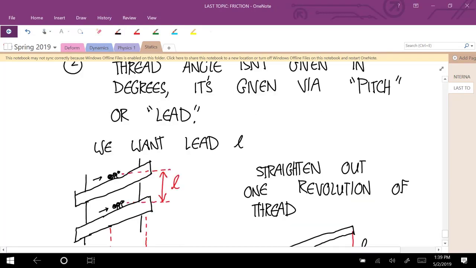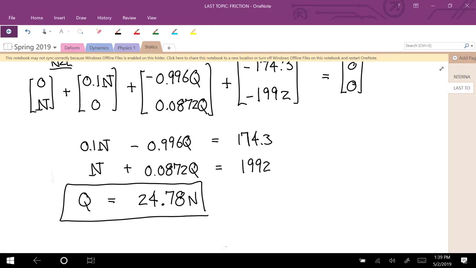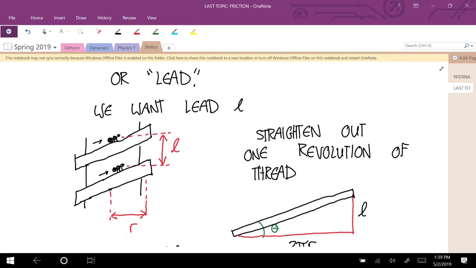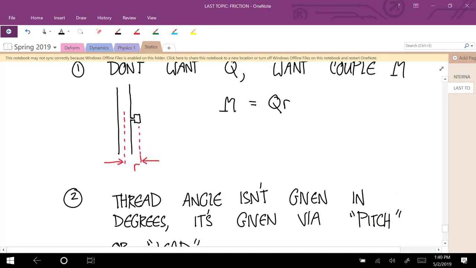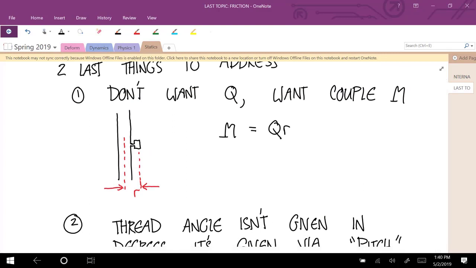Oh, one more thing. Let's go back to that example and just figure out what the couple. No, I didn't give you a radius. Forget that. Any other questions? This one? Okay. It's basically just the distance from the center of the screw to the outside of the thread.